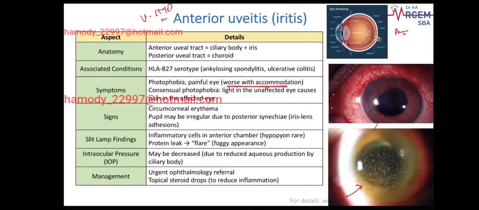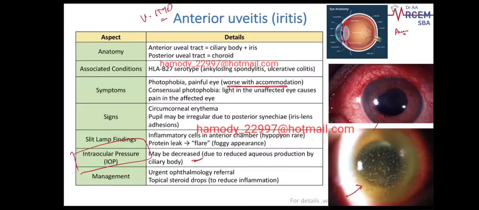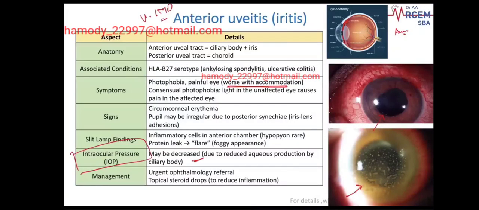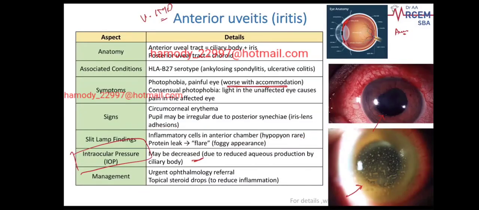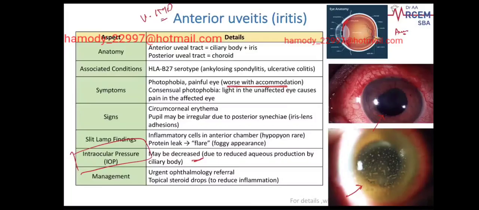What about the intraocular pressure? Remember, it is decreased. Why? The ciliary body is involved. The ciliary body is the one which secretes the aqueous humor. If the ciliary body is involved, what will happen? Less and less aqueous humor will be produced from the ciliary body. That's why the intraocular pressure will come down, will not increase.